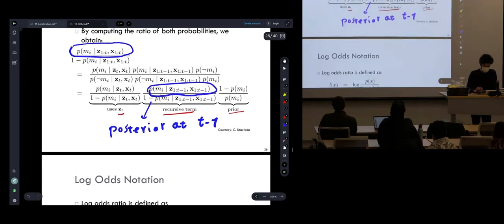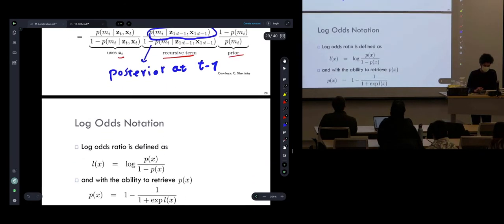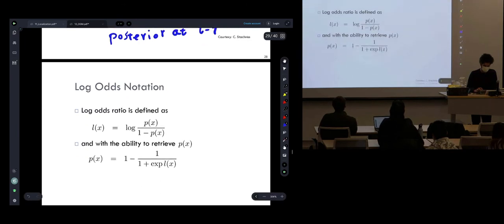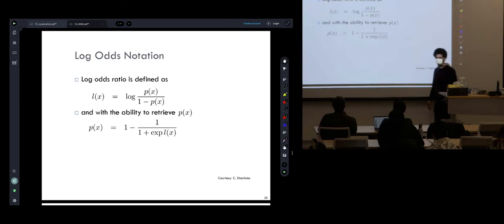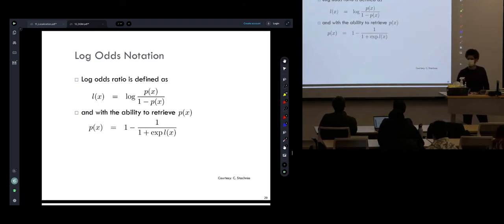So to find something that is more compelling, we're going to work with log odds. So this ratio of probabilities is called odds. If you've done gambling, you should know that. Say the odd is 3 to 1.